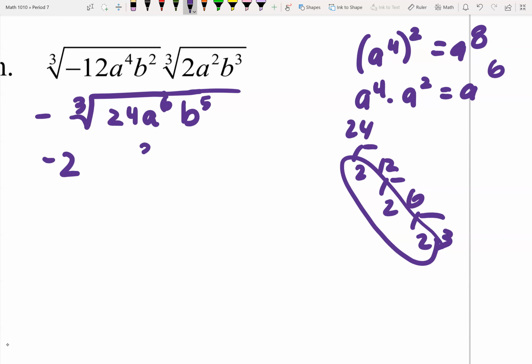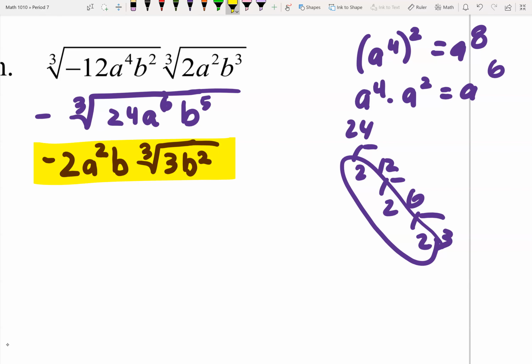And then I have a cubed root of what number is inside? A 3. Good. Now look at your A's. 3 goes into 6 exactly 2 times, no leftover A's. Look at the B's. 3 goes into 5 1 time. Exactly? Yes or no? How many leftovers, guys? 2. So that's a B squared. That's my answer. Done.